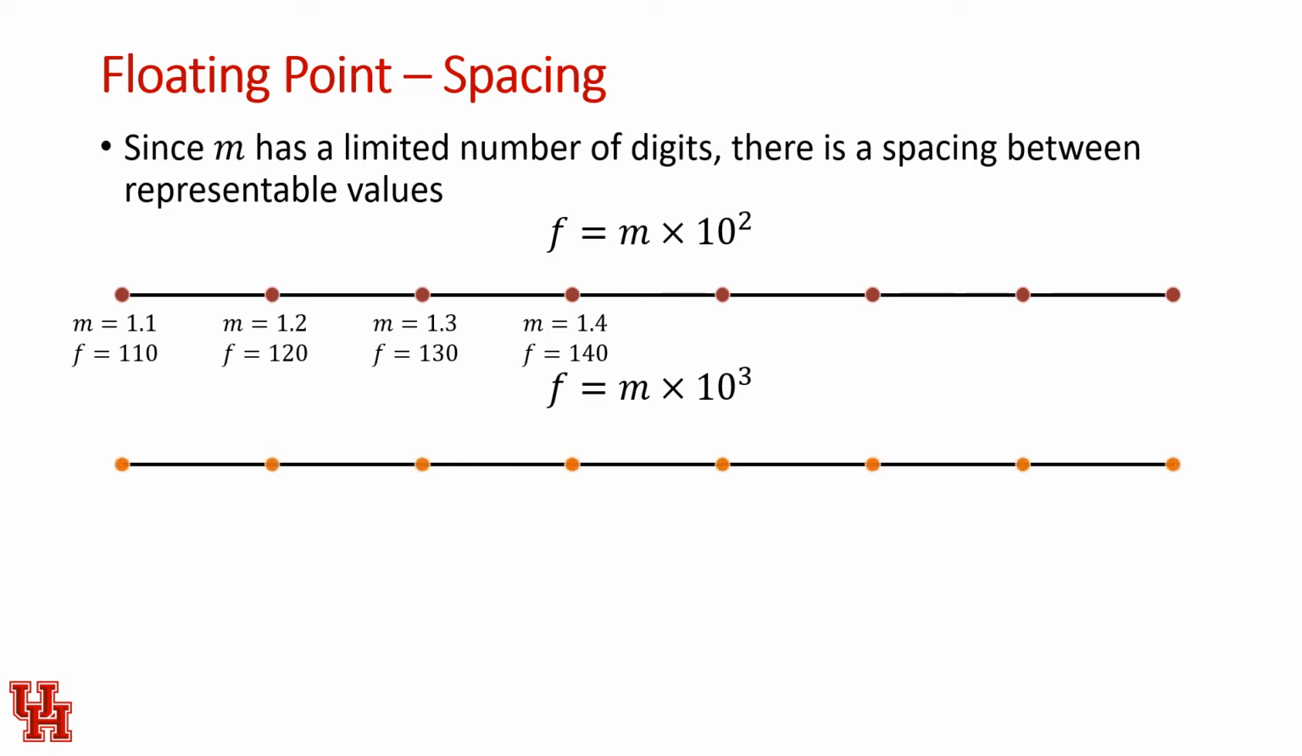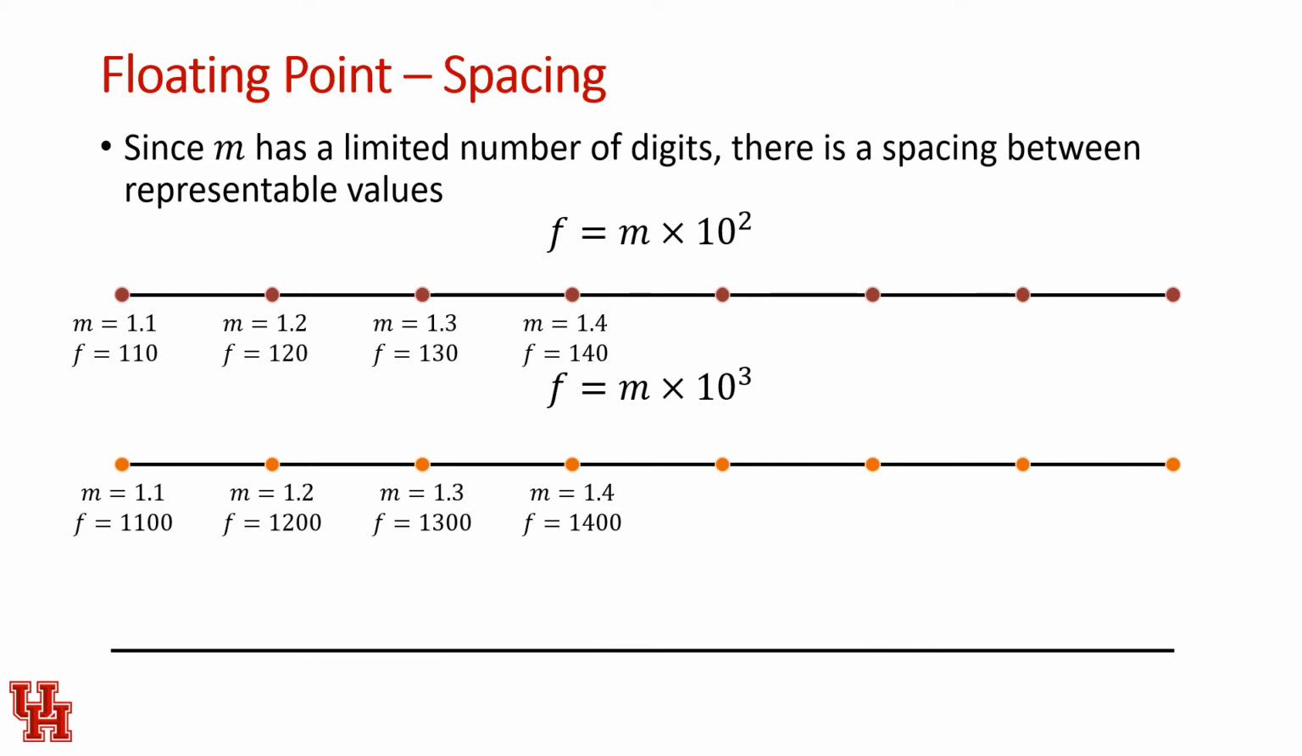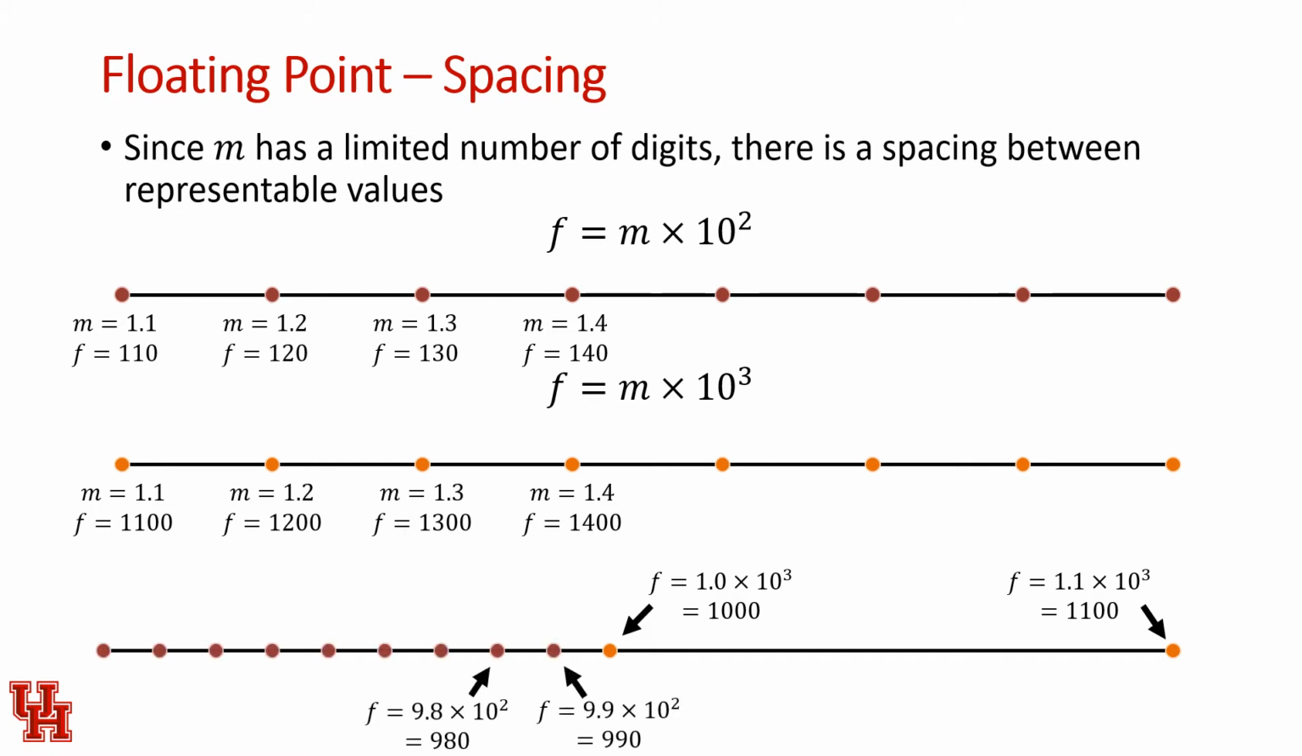Now, if we switch to the exponent of 3 with the same representation, the spacing is now 100. A mantissa of 1.1 resolves to a floating point value of 1,100. The next representable value has a mantissa of 1.2 and resolves to a floating point value of 1,200. Now, when you look at where these values meet, there's a clear jump in the spacing between representable numbers. The spacing between adjacent values with the mantissa of 1.0 and 1.1 is 100, while the spacing of the adjacent values with the mantissa 9.8 and 9.9 is 10.